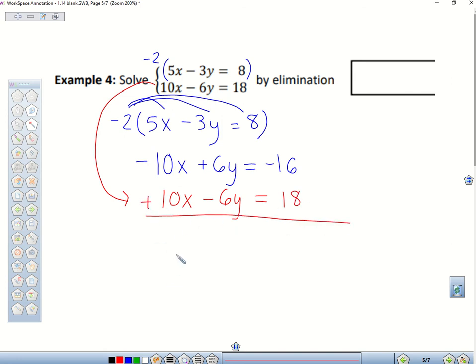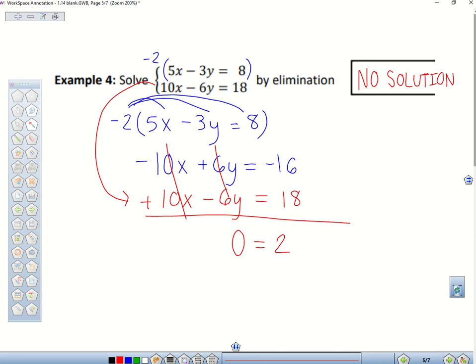Now something weird happens here. What happens with the tens? And over here? They also cancel. So I'm left with 0 is equal to 2. What does that mean? No solution. Very good. So if you end up with your variables all canceled out and you end up with a false statement, we call this no solution. Okay?